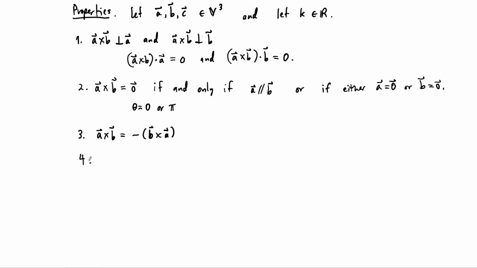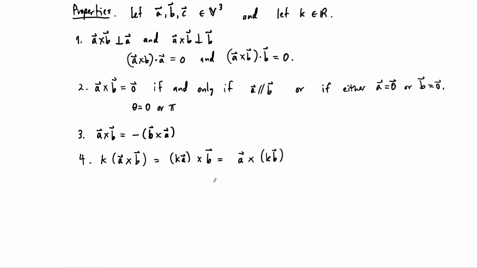Number 4 says that if we have a number K and we want to multiply it by our cross product A cross B, remember K is a scalar, right? So K times A cross B is the same as K times A crossed with B, which is the same as A crossed with K times B. In other words, we can distribute the scalar multiplication to either one of the vectors, A or B, but we have to be very careful not to change the order of the cross product itself, right? The order of A cross B has to remain the same regardless of where we put that scalar K.